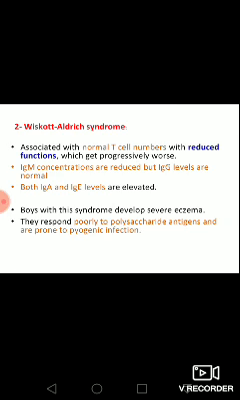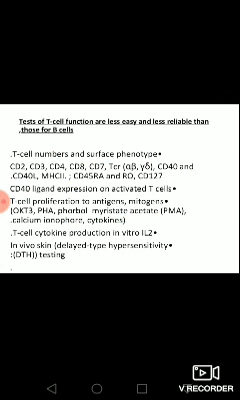As regards Wiskott-Aldrich syndrome, it is associated with normal T cell number but reduced function; immunoglobulin M concentration is reduced but G is nearly normal. Both immunoglobulin A and E levels are elevated. It affects boys and is associated with severe eczema, and they respond poorly to polysaccharide antigens and are prone to pyogenic infection. What are the tests used?